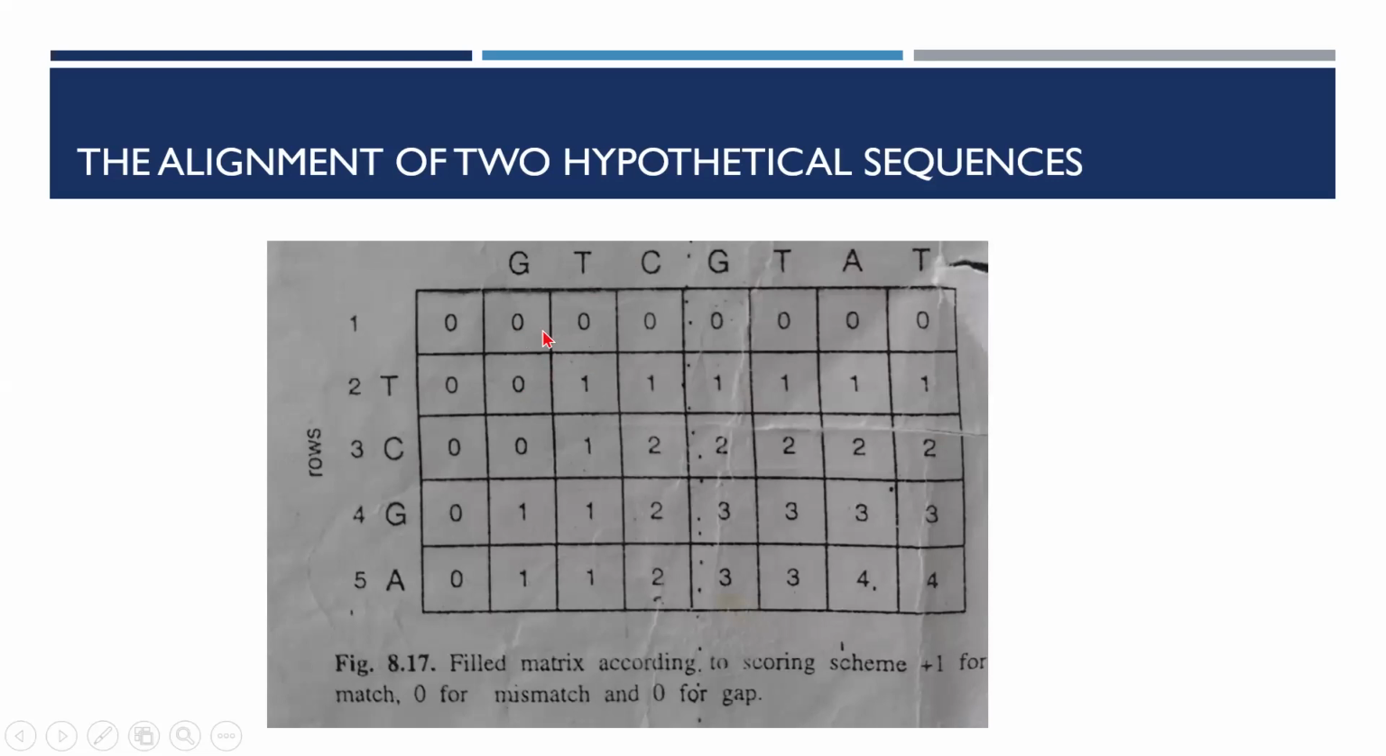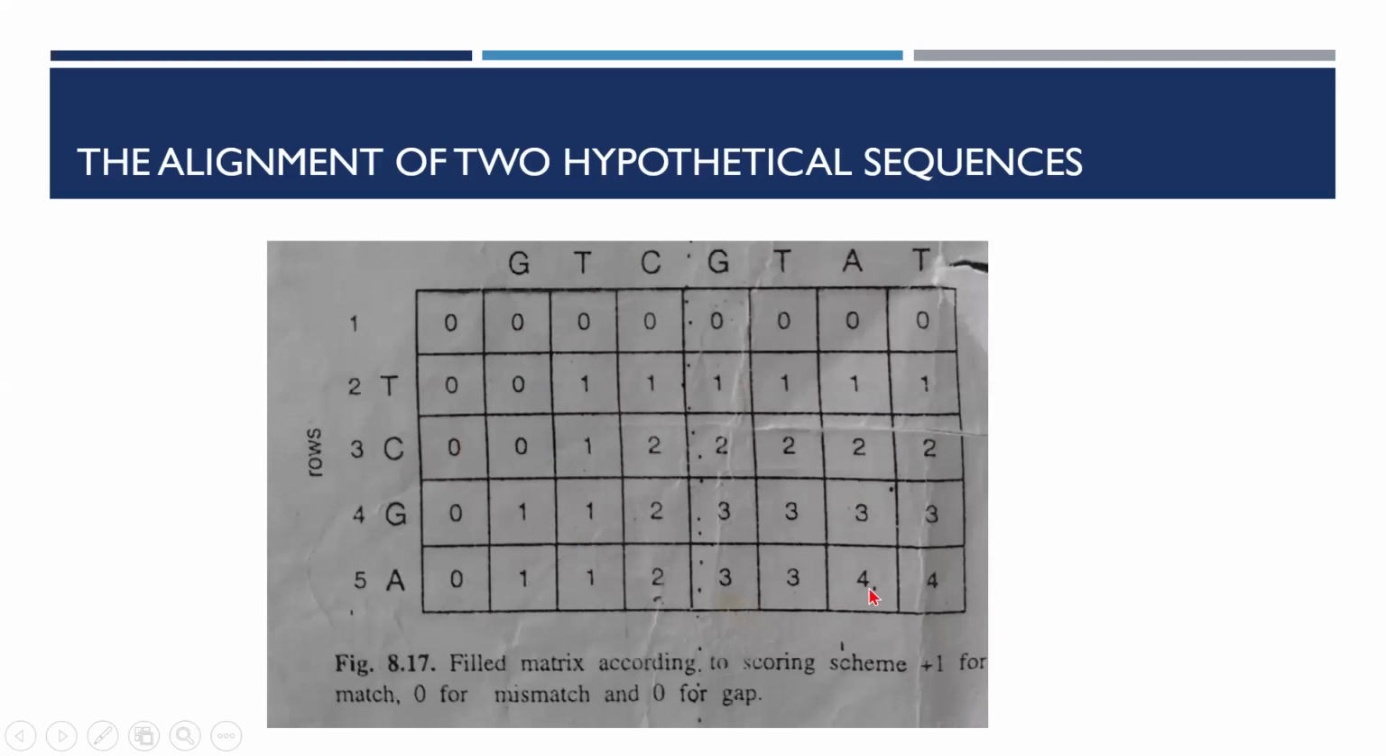Maximum of 1, 0, 0. The maximum of these three values 1, 0, 0 is 1. So here in the 2, 3 position, you will have the value of 1. Likewise, you have to fill all the cells of the matrix.